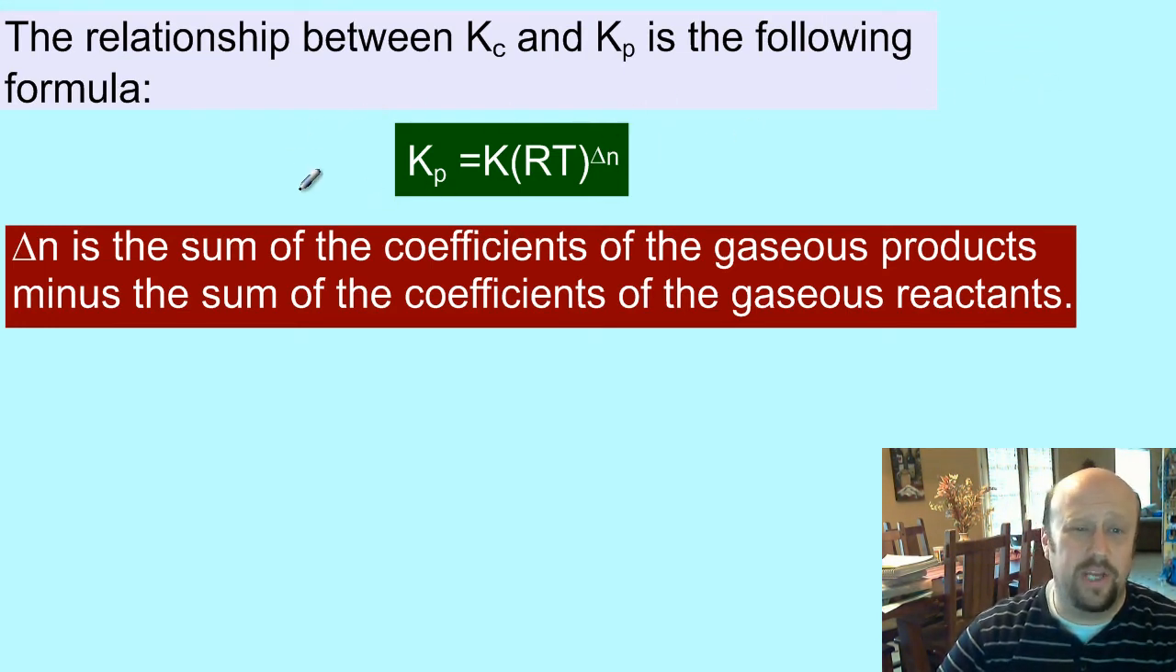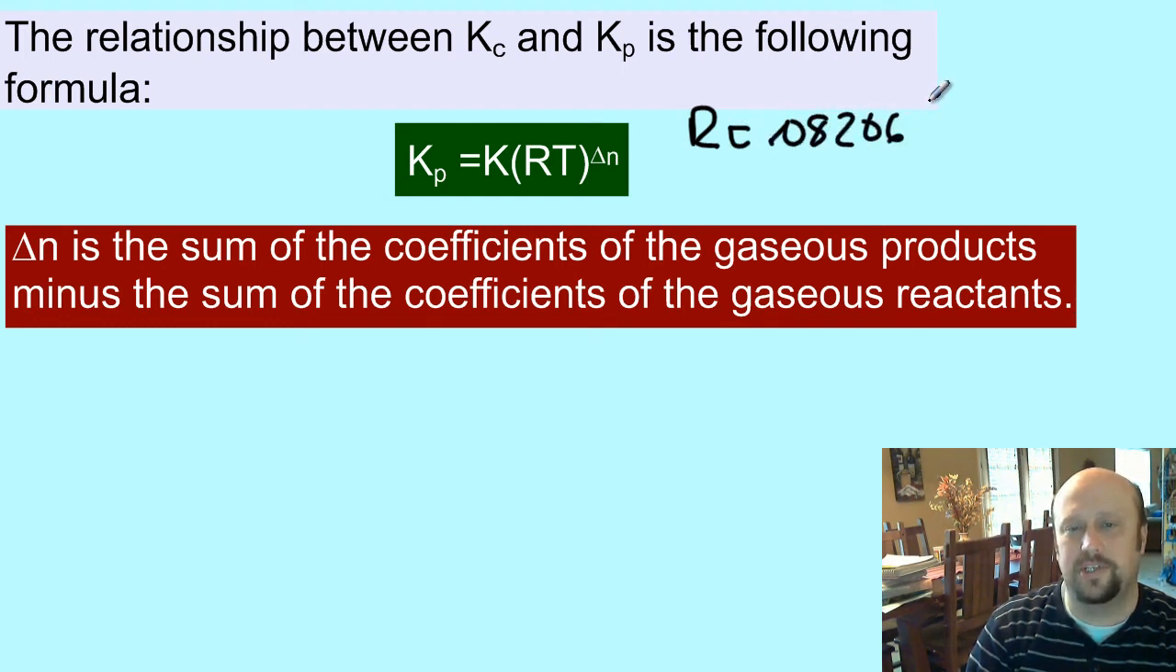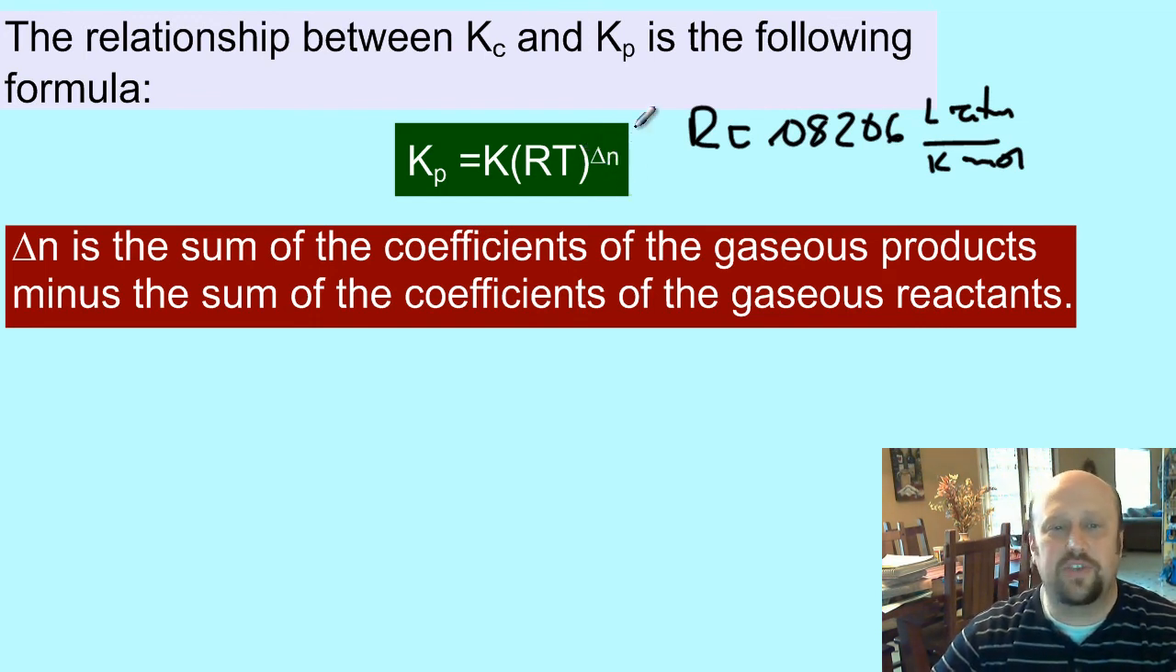Now, it's a pretty ugly equation, it looks like, but it's really not as hard as you might think. Your Kp value, that's the equilibrium constant for pressures. K, that should be K sub C, so it's a regular K. R is the same ideal gas constant that we've been using pretty much all along, and you're like, but we've used a couple, and that is true. So this is the 0.08206 liters atmospheres over Kelvin times moles. And then temperature, of course, in Kelvin, and then that's raised to the power.